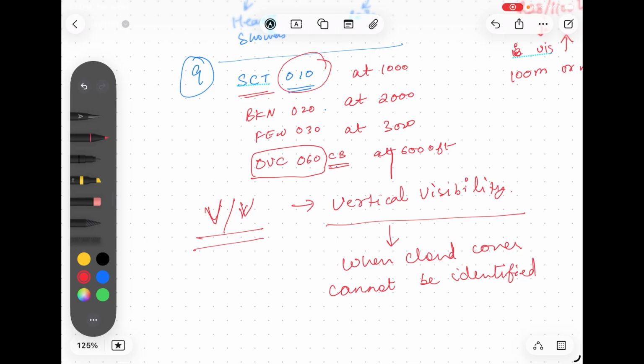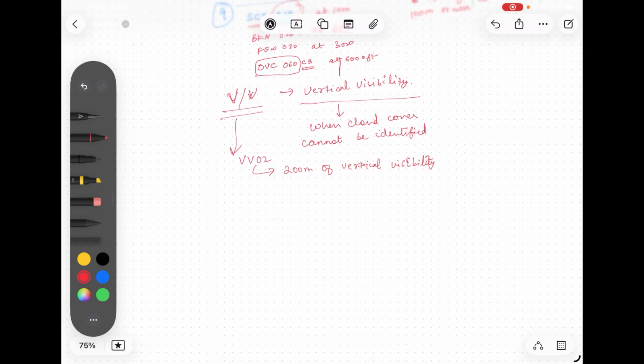Okay, so this is how it's written. For example, it will be written as VV02. That would mean your vertical visibility is 200 meters of vertical visibility. Okay, I'm writing a METAR for you to just figure out what it means.